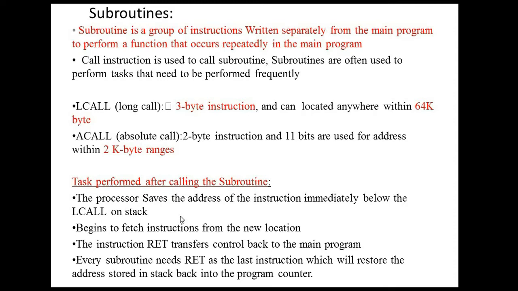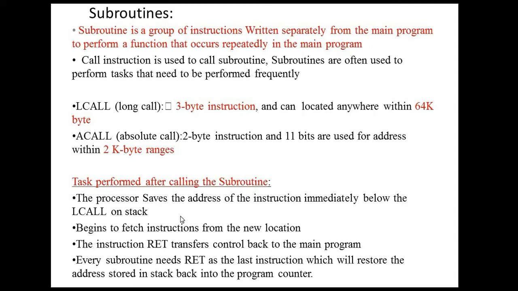The main use of subroutines in 8051 is to generate delay when we are interfacing peripheral devices with the 8051. Subroutines are called in the main program using two instructions: LCALL and ACALL. LCALL is a long call and it is a 3-byte instruction. In this, 1 byte is the opcode and the 2 bytes are the target address.